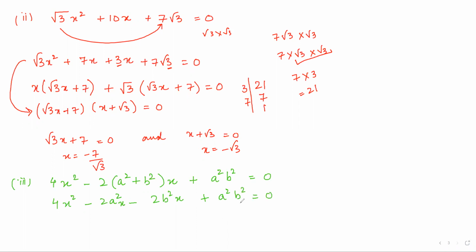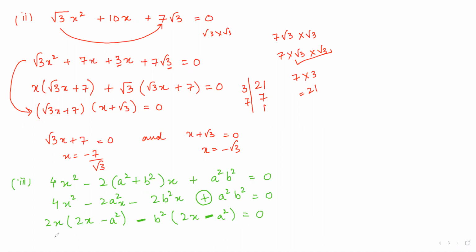Now you can see if I can take something common. From the first two terms, if I take 2x common, I get 2x minus a square. From the next two terms, I can see there's a b square common. So if I take minus of b square, I get 2x minus a square is equal to 0. Is that okay? Why minus a square? Because I have taken minus outside, so the sign of this term will change. Because I'm taking a minus common.